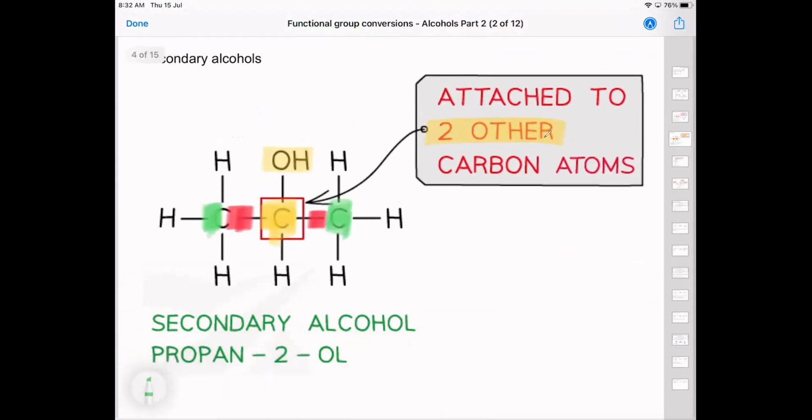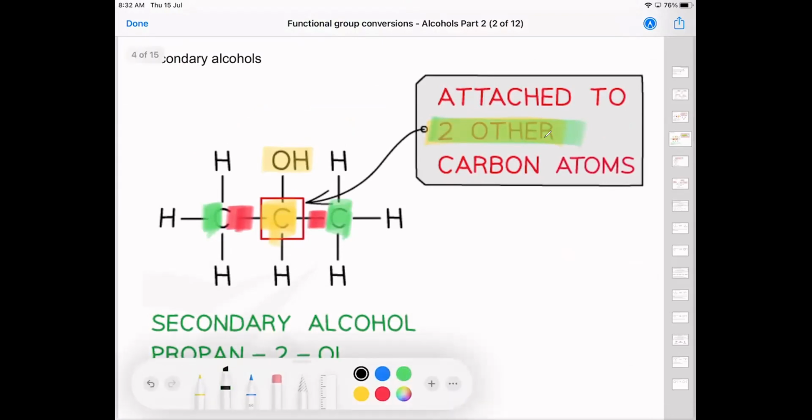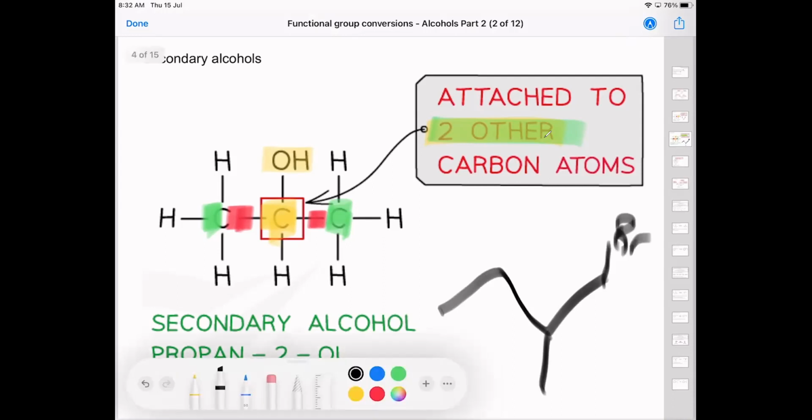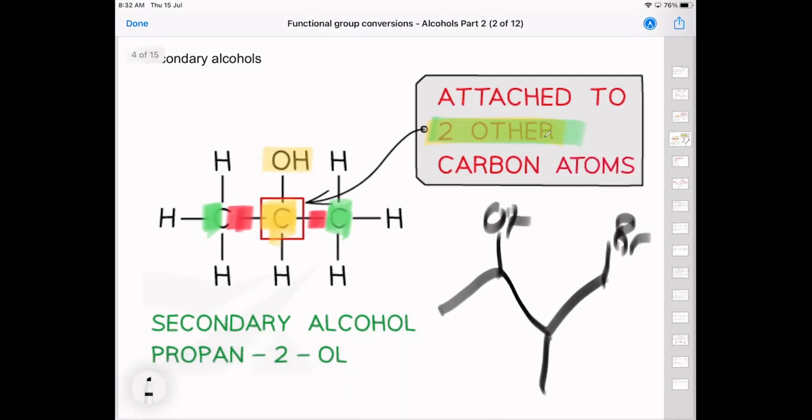That green carbon there, that green carbon. Those are the 2 other carbons that it's attached to. Also, if you looked at a long, ugly, complicated molecule, something big like that, put an ugly group over here, put a bromine there. And if you put your OH group there, that would be a secondary alcohol.